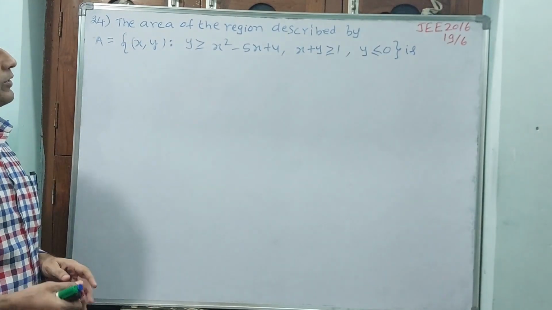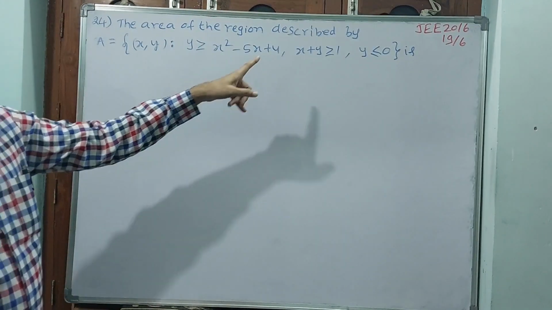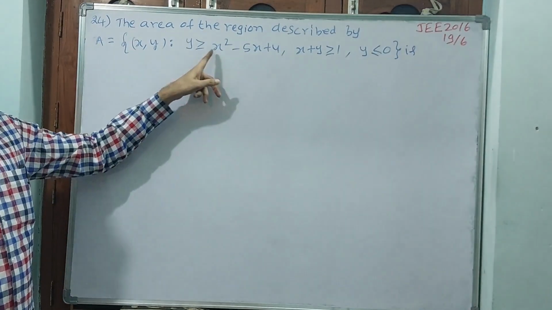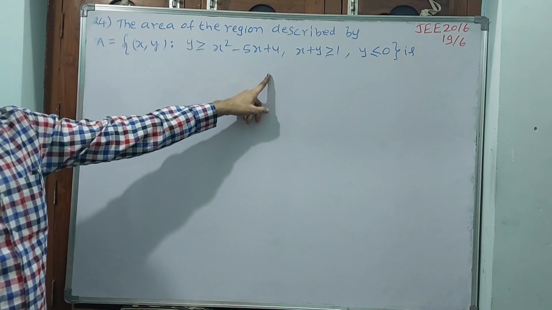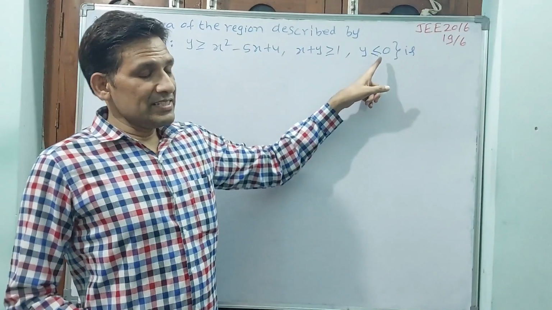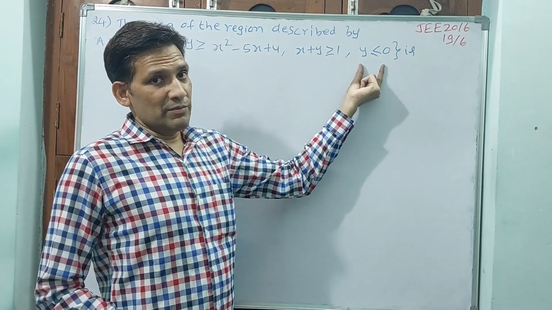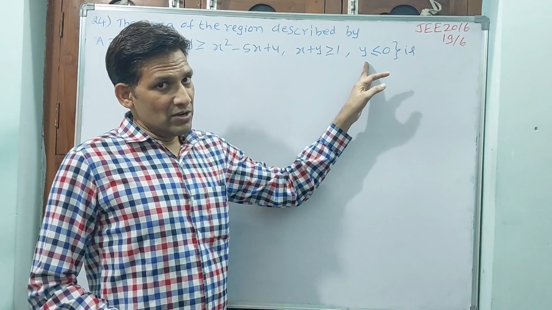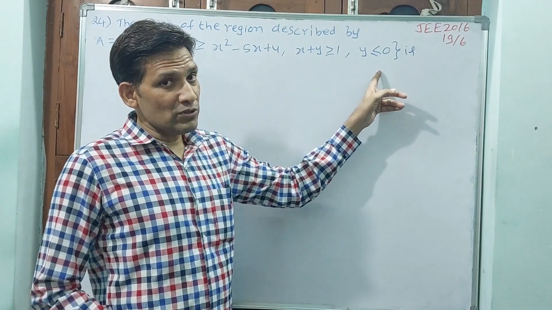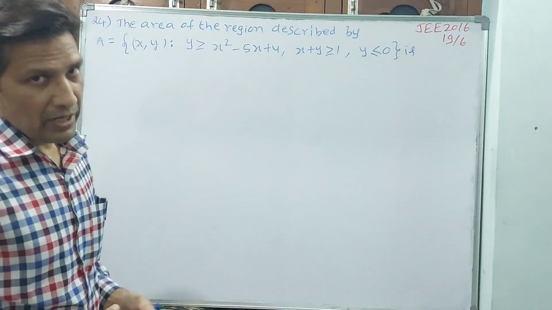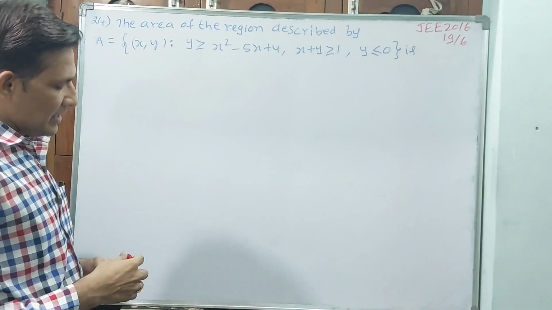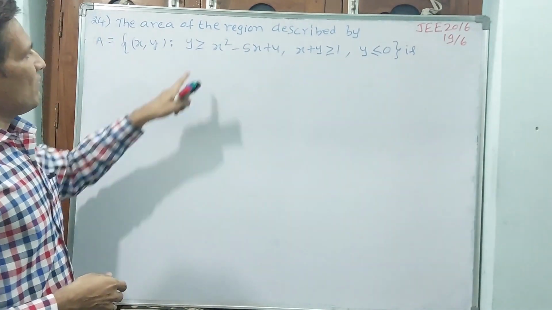See question number 24. The area of the region described by A for all values of x squared, y is greater than or equal to x square minus 5x plus 4, x plus y is greater than or equal to 1, y is less than or equal to 0. This is very crucial. That means you are not going to take the first quadrant. Y greater than 0 means you are going to take the first quadrant. Y less than 0 means the fourth quadrant you have to take. That you have to understand. That is very essential. Now, first I want to draw this curve.